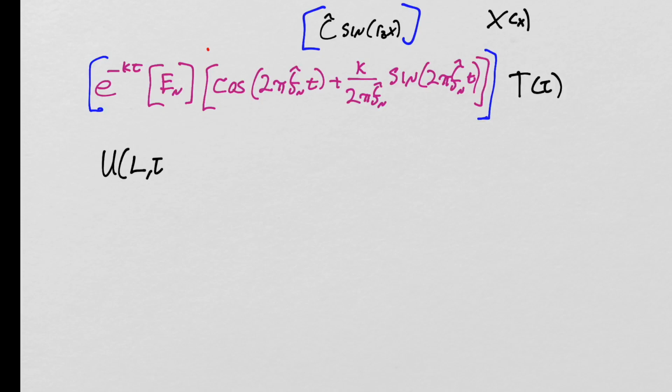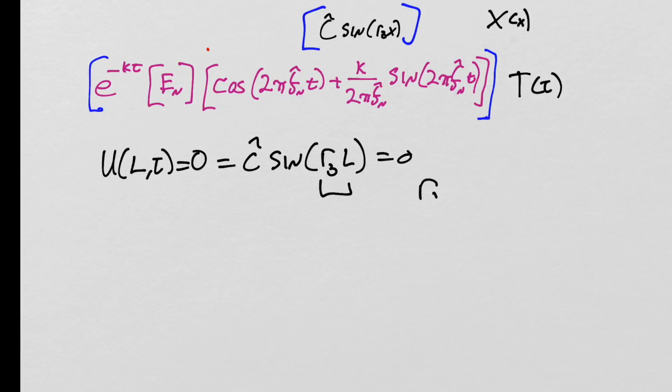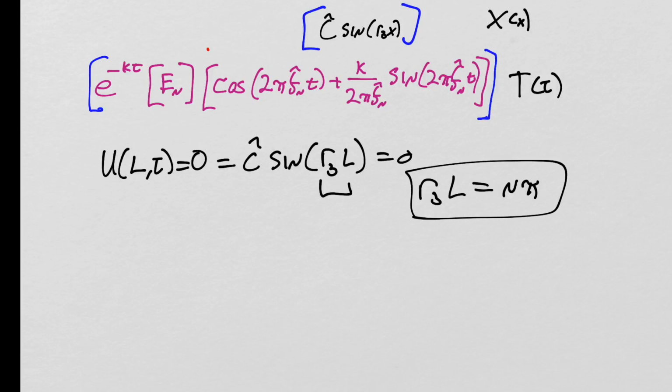So now we can apply the condition that u of L for t must equal 0, which has to be c hat sine R3L must equal 0. Now, we could say that c hat is 0 too, but then the whole solution collapses, right? So since sine is periodic, we now need R3L equals some multiple of pi to get sine to be 0. So that is very helpful. So R3L is some multiple of pi.